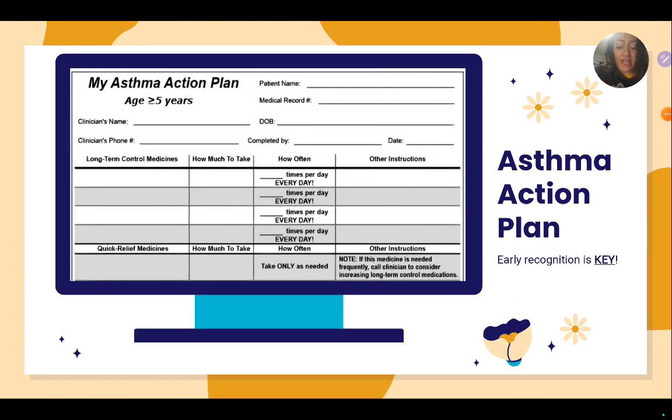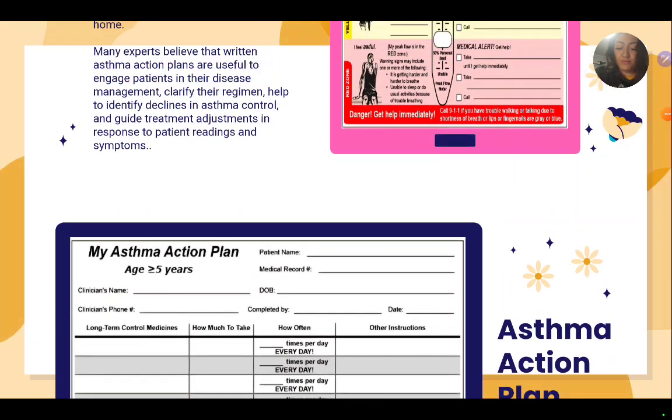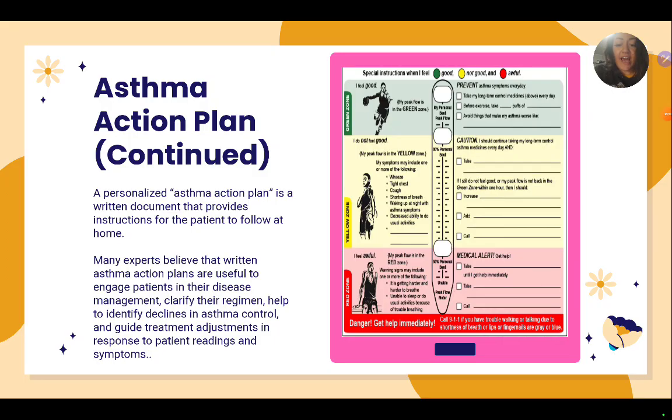Speaking of acute exacerbations, you should educate patients again on the asthma action plans and help them to develop an asthma action plan, which includes the principles of self-management for early recognition and treatment of future attacks and recurrent symptoms. A personalized asthma action plan is a written document that provides instructions for the patient to follow at home. In this slide and in the last slide that I showed, I included these pictures which make up what an asthma action plan looks like.